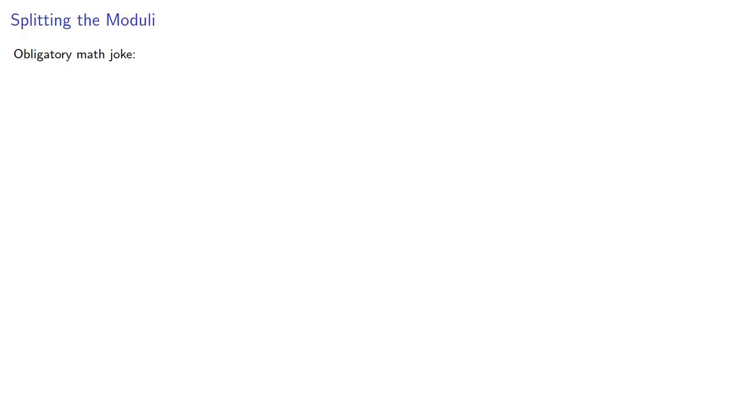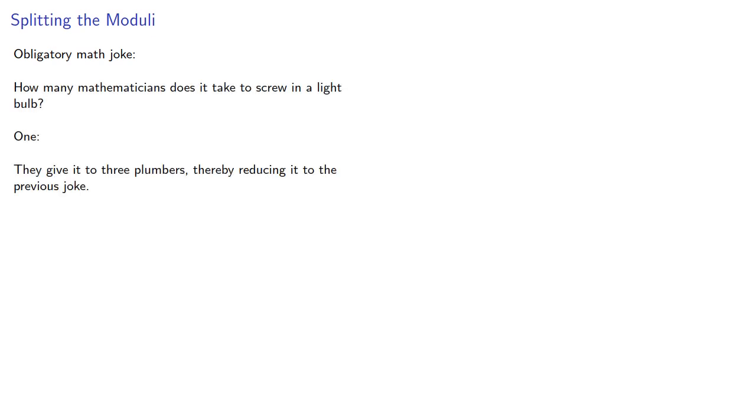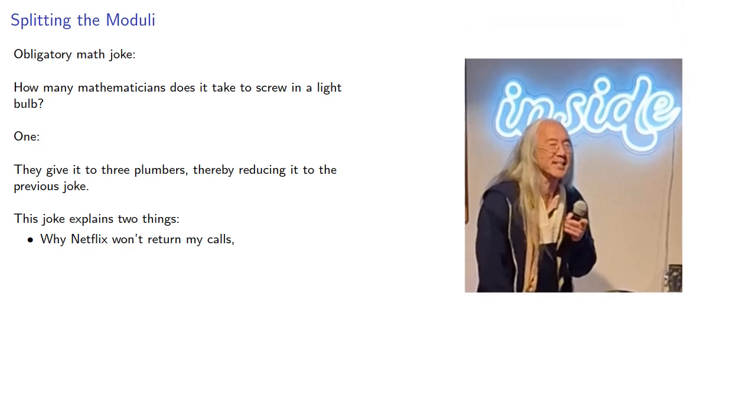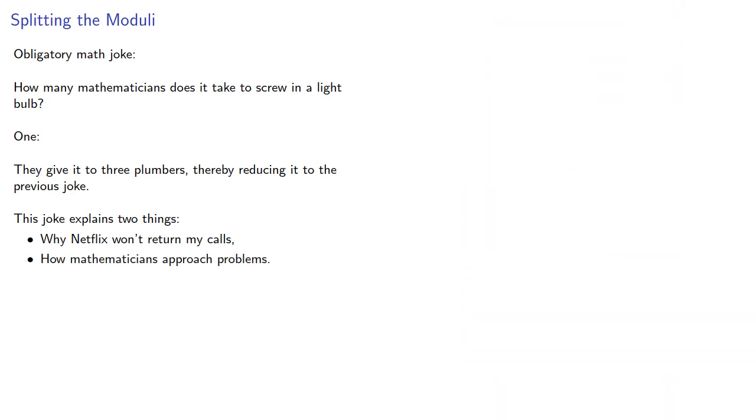So, let's introduce an obligatory math joke. How many mathematicians does it take to screw in a light bulb? 1. They give it to 3 plumbers, thereby reducing it to the previous joke. This joke explains 2 things. First, why Netflix won't return my calls. And second, how mathematicians approach problems.